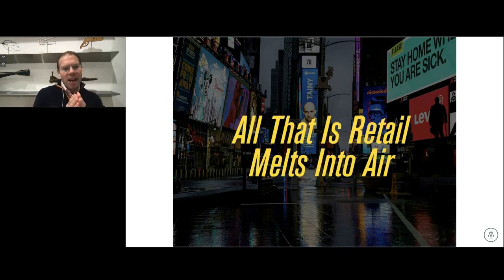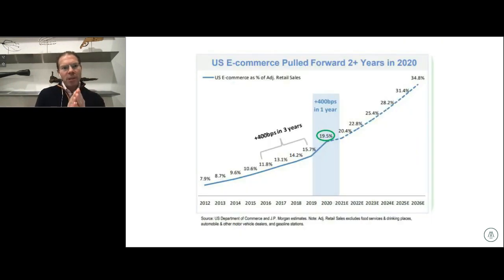All that is retail melts into air. Let's discuss, of course, during the pandemic, we saw the huge boom in e-commerce that happened. And I thought this was a very interesting slide because JP Morgan and many others thought that we had seen a turbocharging in e-commerce, that this was going to be the latest step change, and that line would keep going up to the right forever.